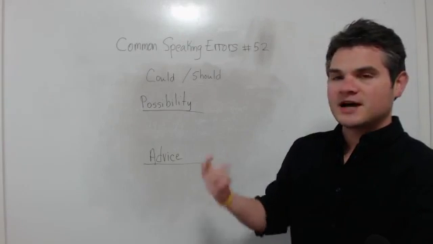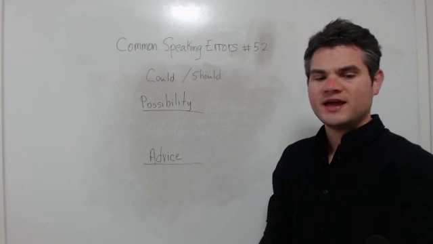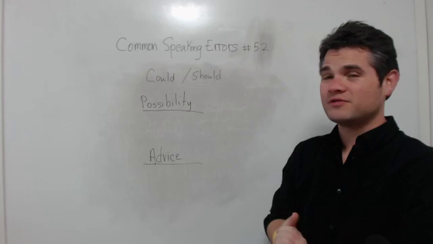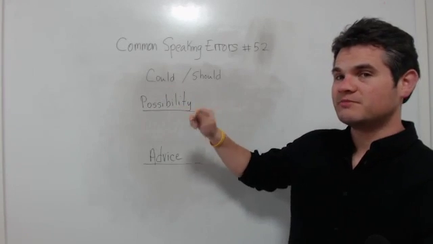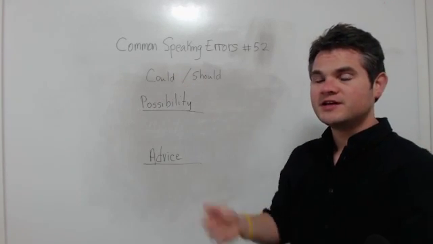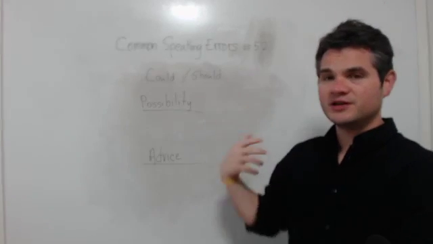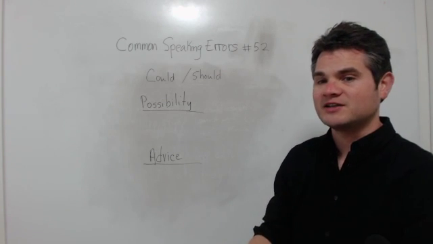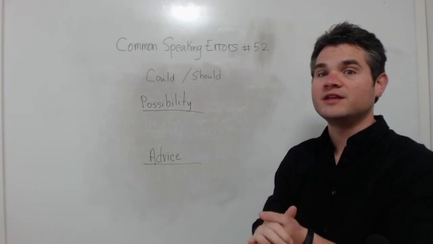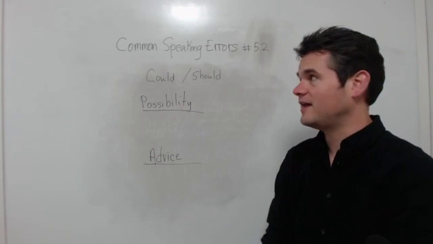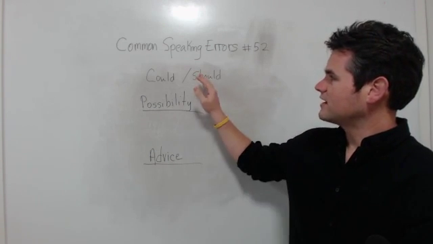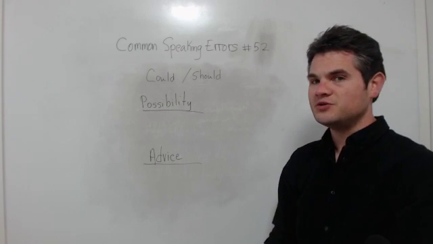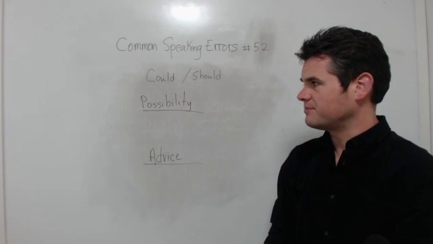Hello everyone, this is Common Speaking Errors number 52, and again, we're not really going over an error here, we're just going over some of the different ways in which we can use the modal verbs could and should. One function of could that we already know of is that it presents a past ability. It acts as a past form of the modal verb can. And then we've also got should, and should is a modal verb that typically expresses duty or obligation to do something.